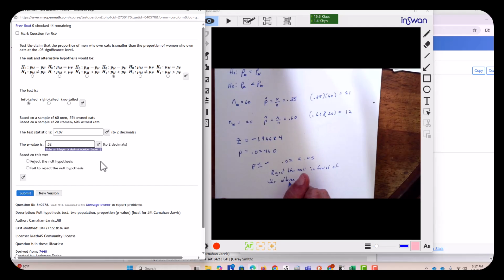I misspelled alternative. That's what happens when I write with ink. And conclude. You should have this down pat by now. We don't even have to do a statement after that in this particular problem.